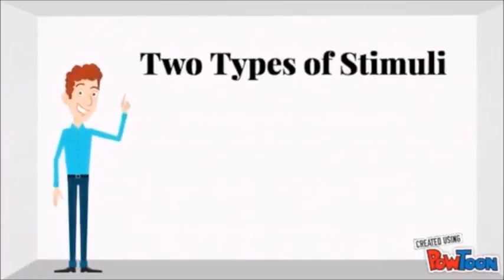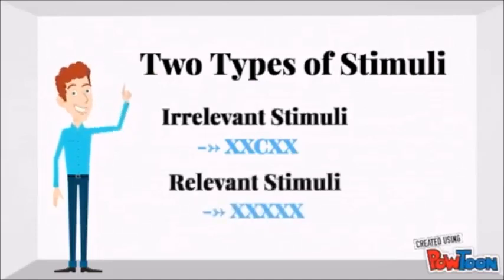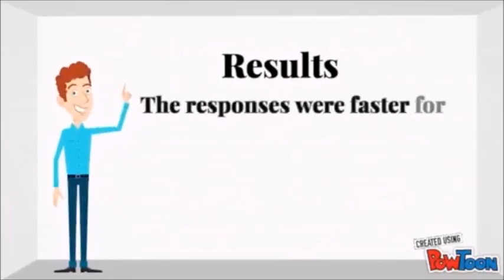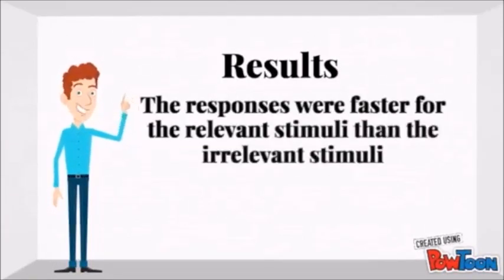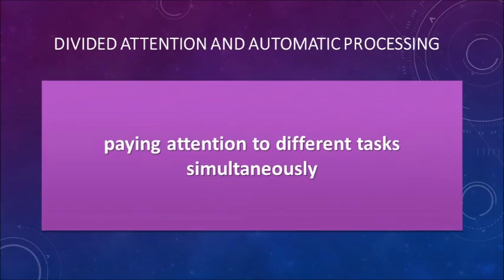The subjects were shown 2 types of stimuli. The irrelevant stimuli is where the letters were inconsistent, and the relevant stimuli where the letters were consistent. The test revealed that the responses are faster for the relevant stimuli than the irrelevant stimuli. The difference between the reaction times is called the Erickson effect or the flanker effect.